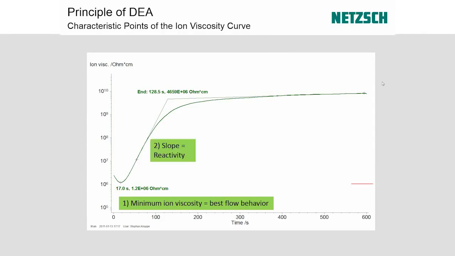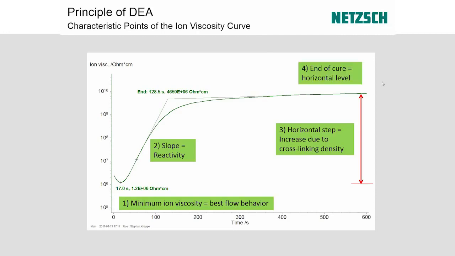The second part is the slope of the upward trend in the ion viscosity. That is our reactive portion. That's how we can determine the reactivity of a particular solution. The third is the horizontal step. This is the difference between our minimum ion viscosity and the maximum where it starts to level off. And that fourth is the end of cure. So we determine that by an approximate horizontal level. That indicates that there is no additional curing going on.